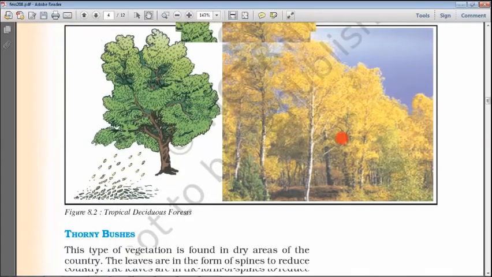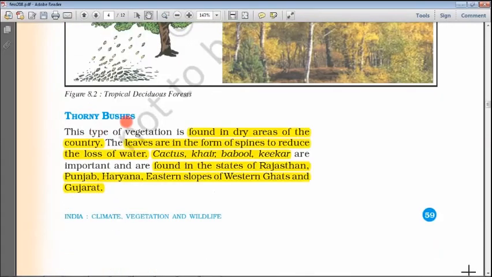Then the third type of vegetation is thorny bushes. These are found mainly in the dry areas of the country. The leaves are actually in the form of spines to reduce the loss of water. The important species are cactus, khair, babul, kikar, etc. These are found in the states of Rajasthan, Punjab, Haryana, the eastern slopes of the Western Ghats, and Gujarat.